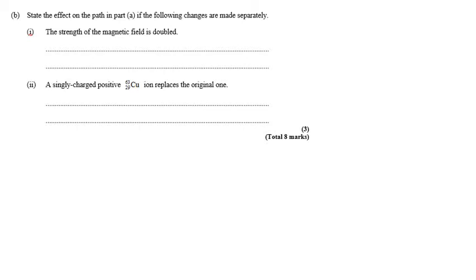For part B, we need to keep in mind the formula that we derived, r equals mv over Bq, and if the magnetic field B is doubled, this would halve the radius, so the radius would be halved. If a singly charged ion replaces the original one, which was doubly charged, that would halve q. If we halve the bottom, that will double the radius, so the radius would be doubled.